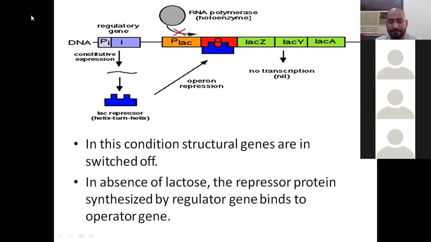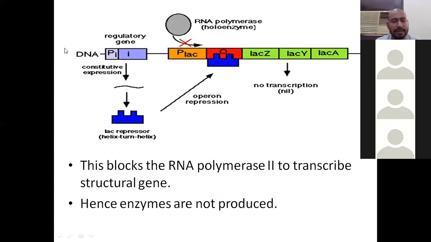Next step, you can see when the lactose molecules come. This blocks the RNA polymerase from transcribing the structural genes. Hence enzymes are not produced. Same figure. Next step, this is clearly defined.